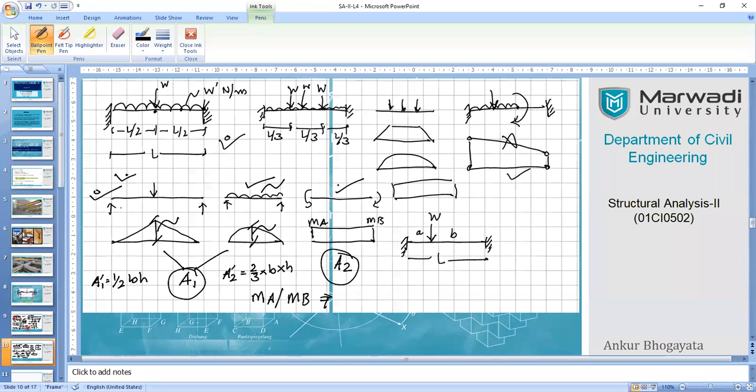So at that time already you have analyzed the reactions. So the only pending task is to obtain the moment. And since the loading is symmetrical, both end moments will be equal, right? So in short, you can finish this type of symmetrical loading condition of the fixed beams with less time and energy.